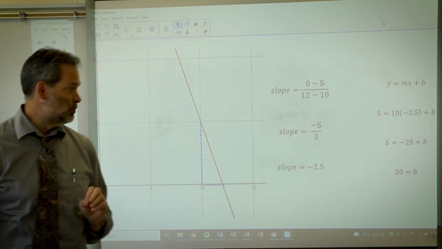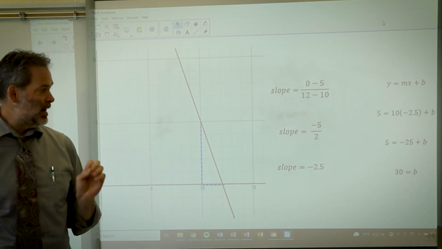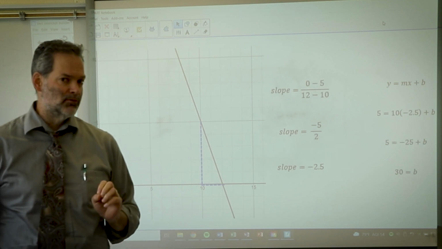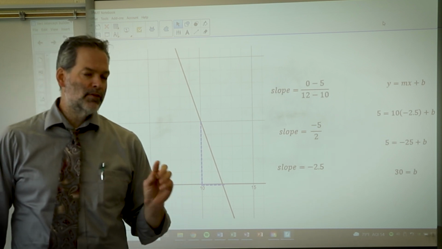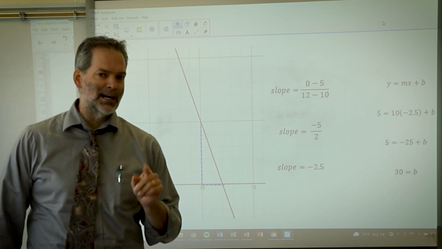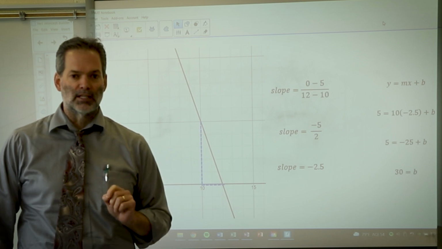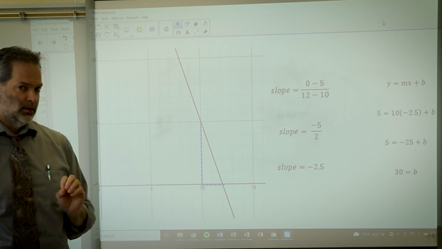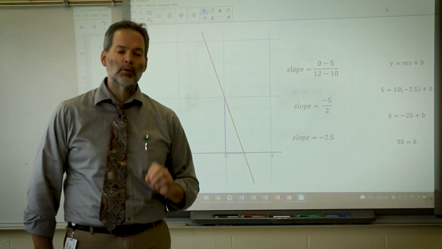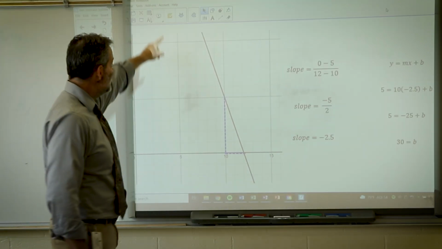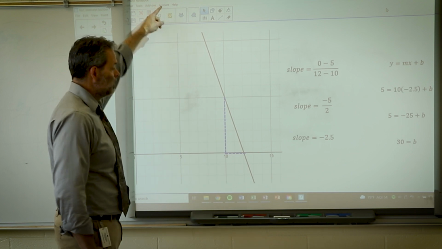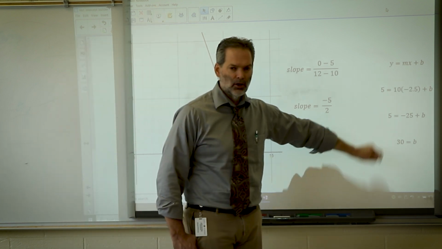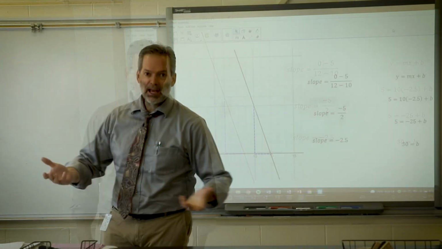To solve this out algebraically, multiply 10 by -2.5, which gives me -25. Then I need to move that -25 over the other side. To undo that, I add it to both sides of my equation. So 5 plus 25 in my world is 30. Therefore, my vertical intercept would be 30. I can't see where it crosses the line way up here, but I just calculated that it crosses at 30. And there you have it.